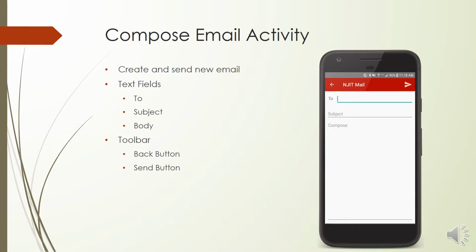The compose email activity allows the user to create and send a new email. The screen consists of a toolbar at the top, followed by a to text field, a subject text field, and a body text field. The user can fill out the to, subject, and body fields, and then press the send button on the toolbar to send the email. After sending the email, the compose email activity closes and returns the user to the email list activity. The user can also choose to exit the compose email activity without sending the email by pressing the phone's physical back button or by pressing the back button on the toolbar.